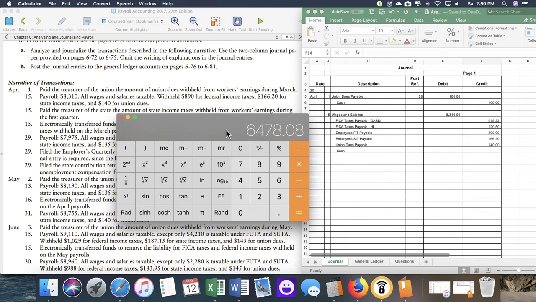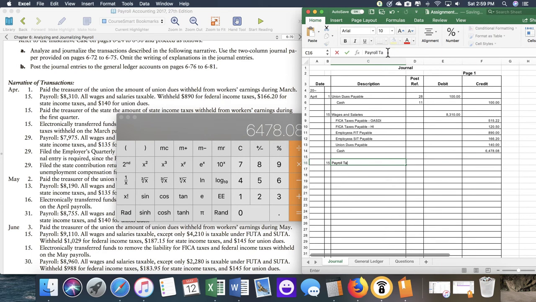So that gives us $6,478.08. Oops, make sure you enter in the correct amounts. Okay, so now we're going to do where we are actually showing the employer taxes.